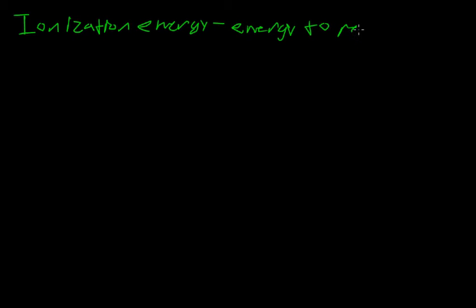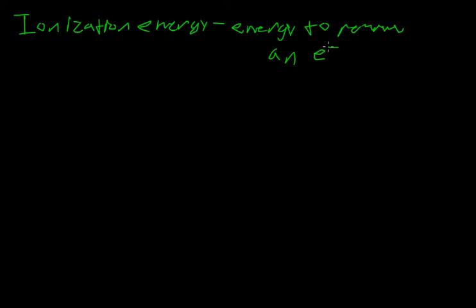Now we're going to look at some general trends on the periodic table. The first one that usually comes to mind, it comes up a lot in chemistry honors, is called ionization energy. And the basic definition of this is the energy required to remove an electron.